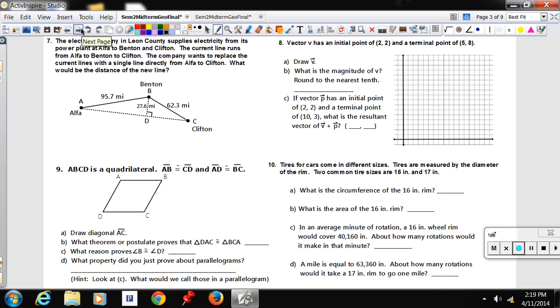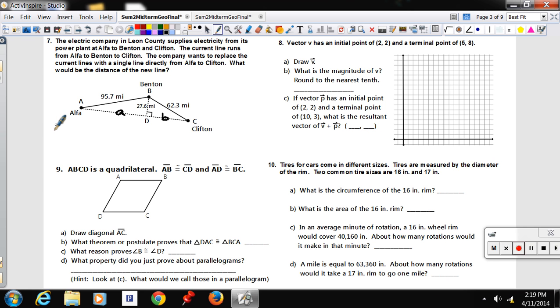All right, let's go to 7. 7 on test C is number 16. If you have test C, go to 16. If you have test D, go to 14. D is 14, C is 16. A and B are both 7s. This one, you need to do Pythagorean theorem twice. You need to solve for a and you need to solve for b.